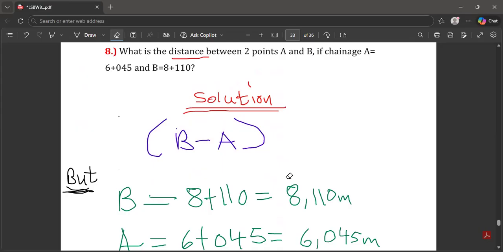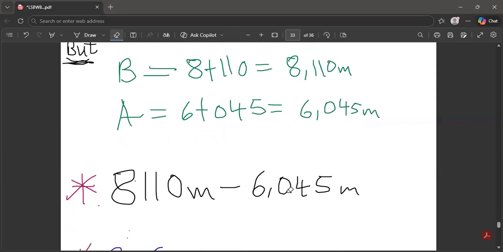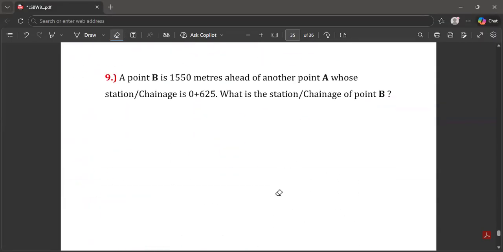2 points A and B. If A is equal to that, then we have to subtract to get the answer. Okay, let's also look at the last question for the day, and then we wrap up.